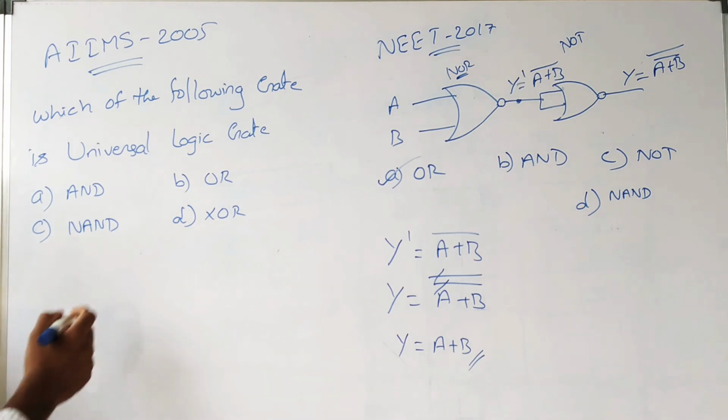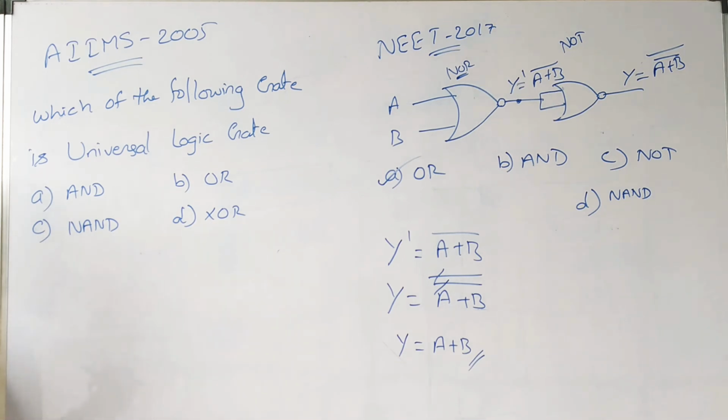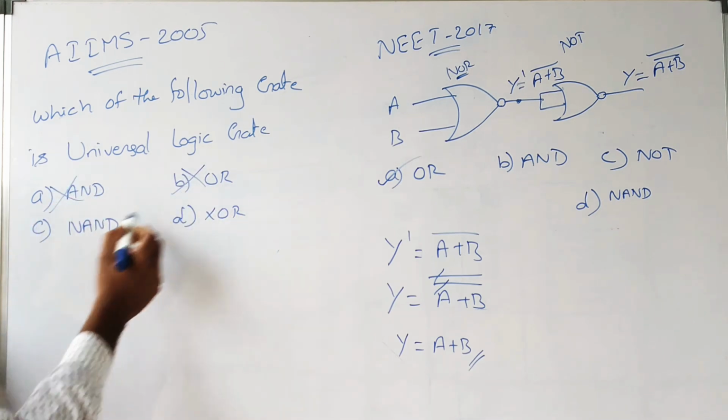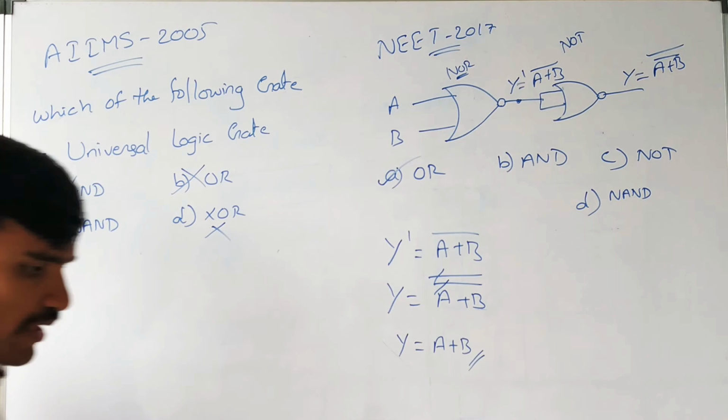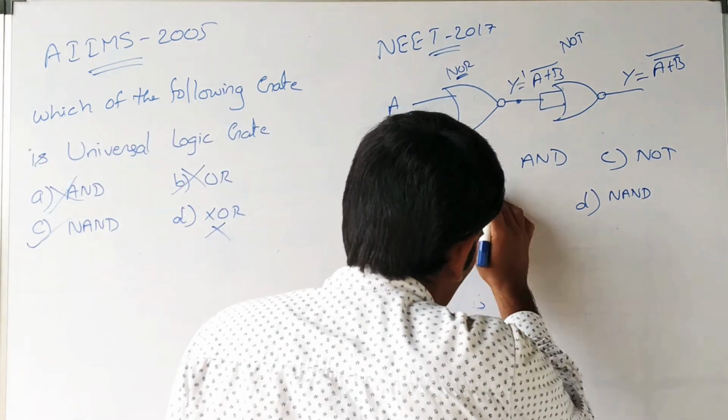Now we have already discussed that only two universal logic gates are present: one is the NAND gate and the other is the NOR gate. AND gate, no. OR gate, no. NAND, yes. XOR, no. NAND and NOR gates are the universal logic gates. So option C is correct. Now look at another problem.